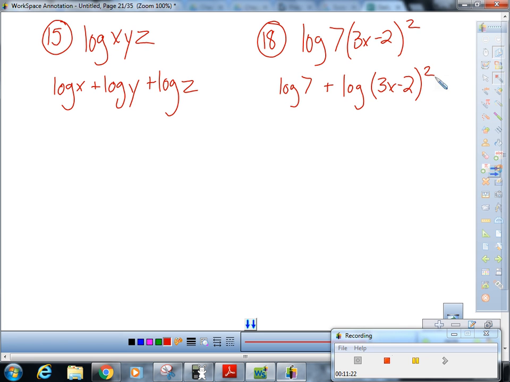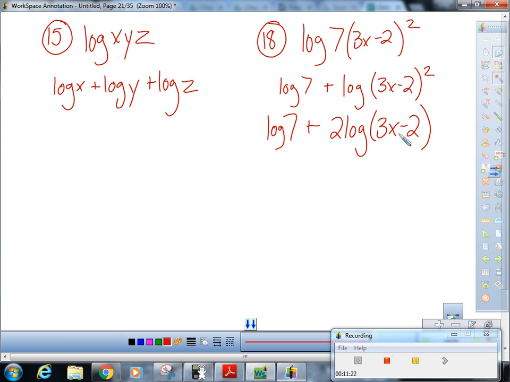Okay. Just wondering. All right, now I can apply this power to the front. So I'm going to leave the log 7 by itself and call this 2 times the log of 3x minus 2. Now here's where I got really, really nervous for a spell. Because I've never taught this before. So I looked at that like, well, there's got to be something else I can do. There's not.